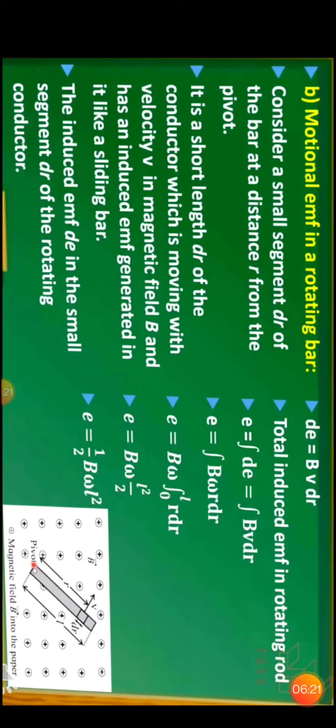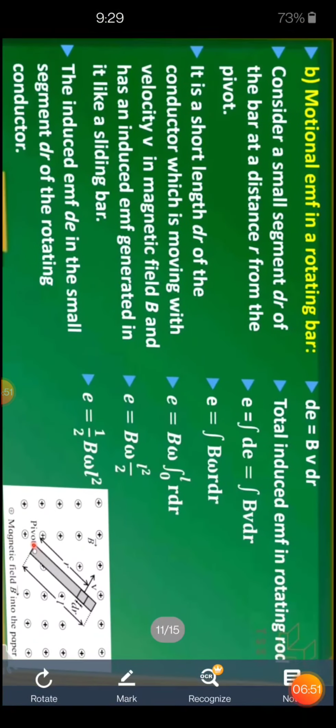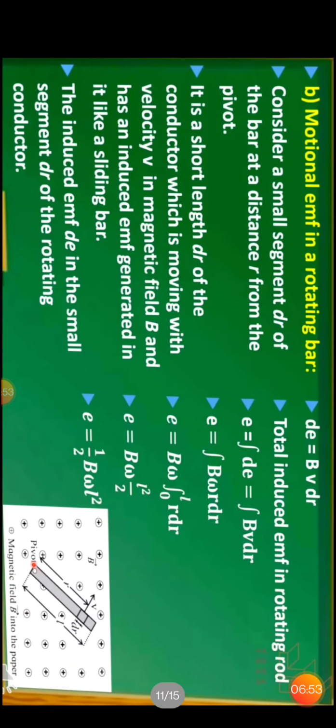Consider a small segment dr of the bar at a distance r from the pivot. It is a short length dr of the conductor which is moved with velocity v in a magnetic field B and has an induced EMF generated, like a sliding bar. It is as shown in figure.